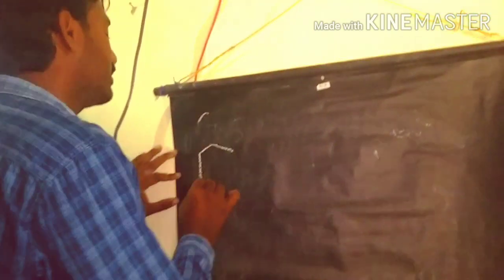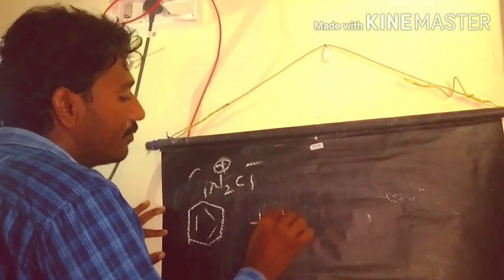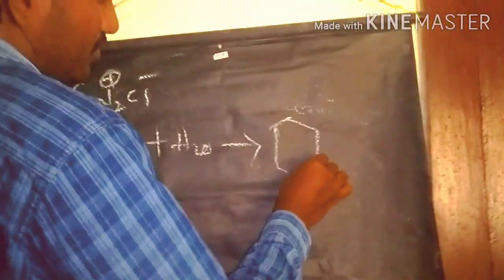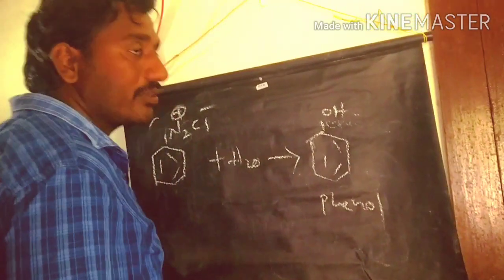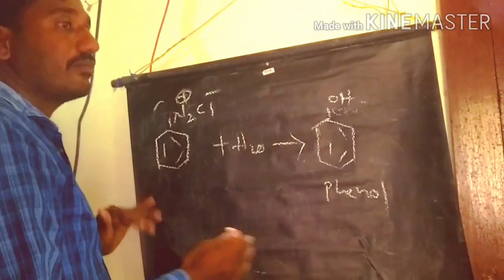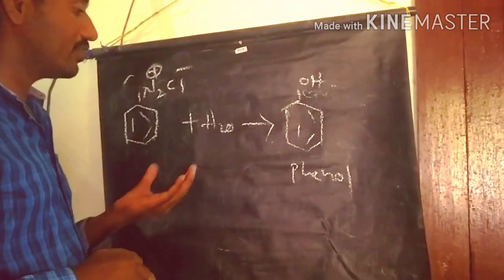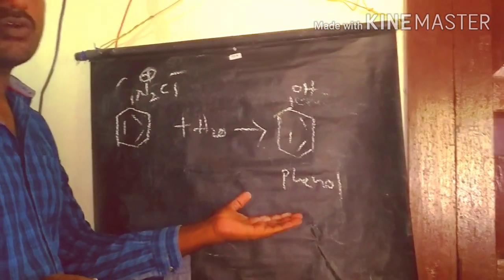In this intermediate, the aryl diazonium salt reacts with water. The product is an alcohol, phenol. This way we are preparing phenol from aniline. First, the aniline is reacted with sodium nitrite in the presence of HCl to produce the aryl diazonium salt. After that, we add water. Finally we get phenol as the product.